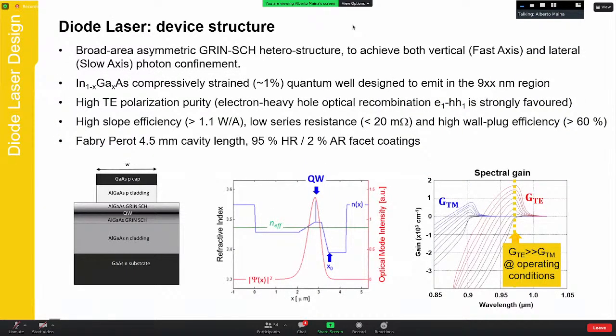Our laser diodes are broad area lasers with an asymmetric graded index separate confinement heterostructure that permits both vertical confinement and lateral photon confinement along the slow axis direction. With the use of an indium gallium arsenide compressively strained single quantum well, we are able to emit in the 9xx nanometer region with a high polarization purity. In fact, at the operating condition, the TE gain is much higher than the TM. Also, electro-optical properties are very good. High slope efficiency, low series resistance, and high wall plug efficiency are achieved through a Fabry-Perot cavity of about 4.5 millimeters length.